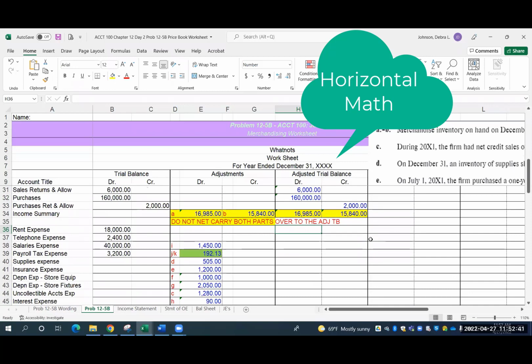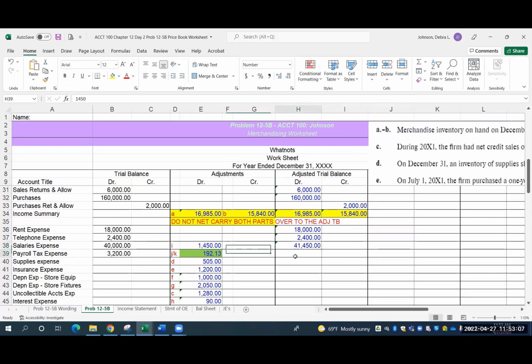So all we have left to finish this off is to go through all those expenses, carrying over the number if it didn't change, like the rent and the telephone. And this, I'm just using cell references so I don't transpose numbers. And then we have two accounts that went up. Salaries went up. Payroll taxes went up because of those accruals that we did.